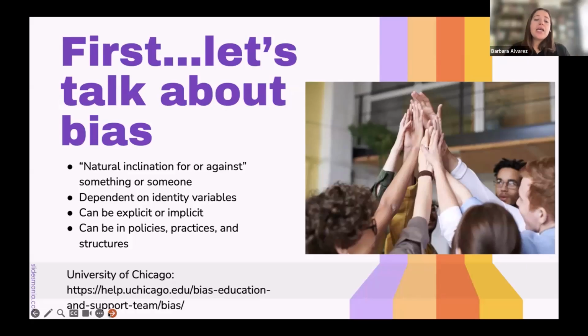whether we're aware of it or not. Now, bias can be explicit, like we can say, I'm not adding that to the collection, or it could be implicit, like, oh, I never thought of that. I didn't think it was important. And it could also be baked into policies, practices, and structures.